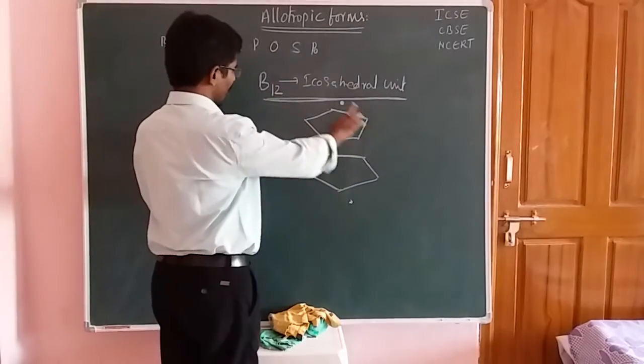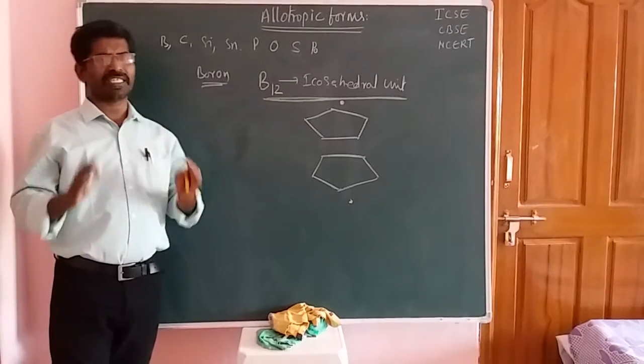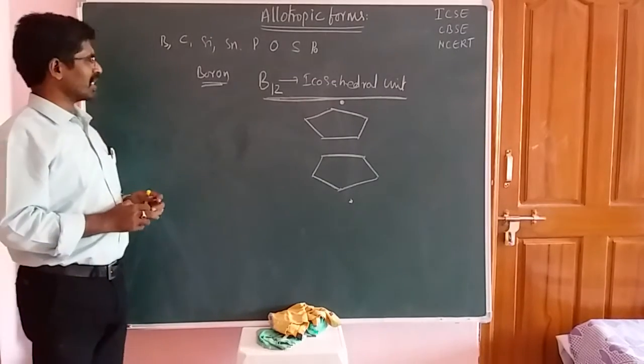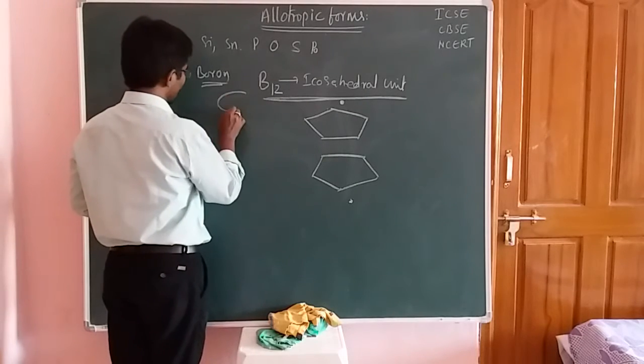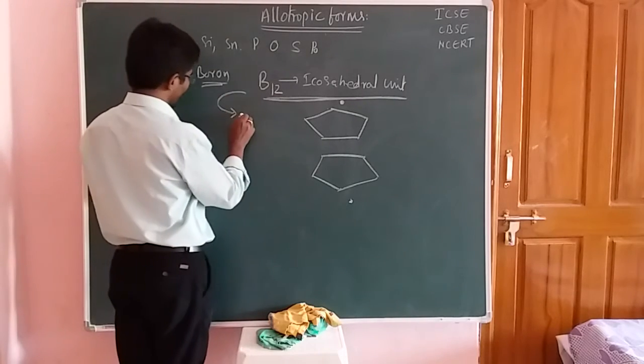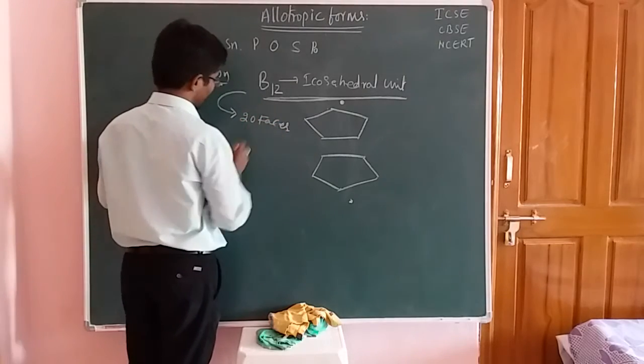Okay students, now it forms the icosahedron unit structure. In this unit structure, first of all, there are 20 faces.